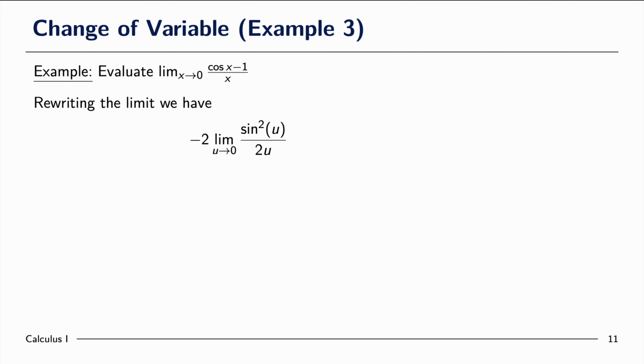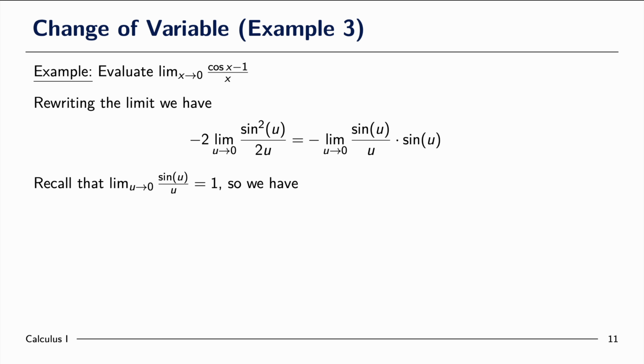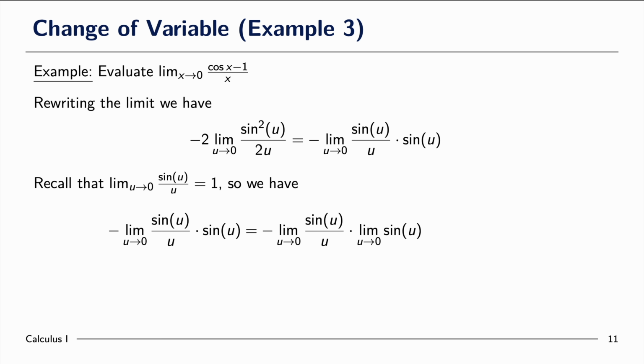So notice here in the denominator we have 2, and we have a negative 2 coefficient, so we can cancel that to give negative 1. And also notice that sine squared u is equal to sine u times sine u. So we can get negative 1 times the limit of sine u over u times sine u as u approaches 0. And remember, the limit of sine u divided by u as u approaches 0 is equal to 1. So we can apply the product limit theorem and get negative 1 times the limit of sine u over u as u approaches 0 times the limit of sine u as u approaches 0. And this is just equal to negative 1 times 0, which is equal to 0.